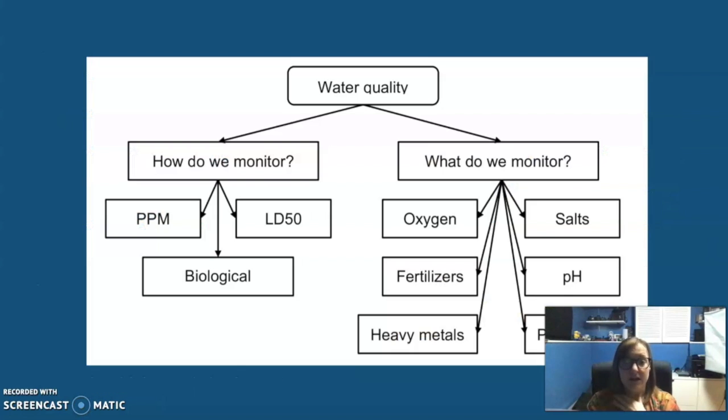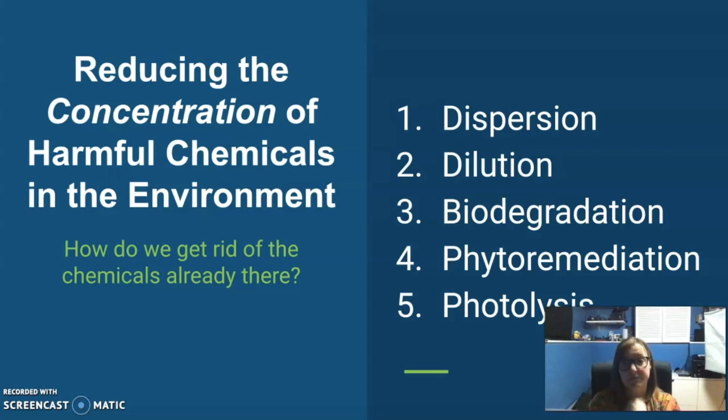So this is just an overall flow chart so that you can think about how we look at water quality. We monitor in parts per million and LD50, and we look at the biological factors, and we monitor the oxygen, salts, fertilizers, pH, heavy metals, and pesticides. It's a good remembering tool.